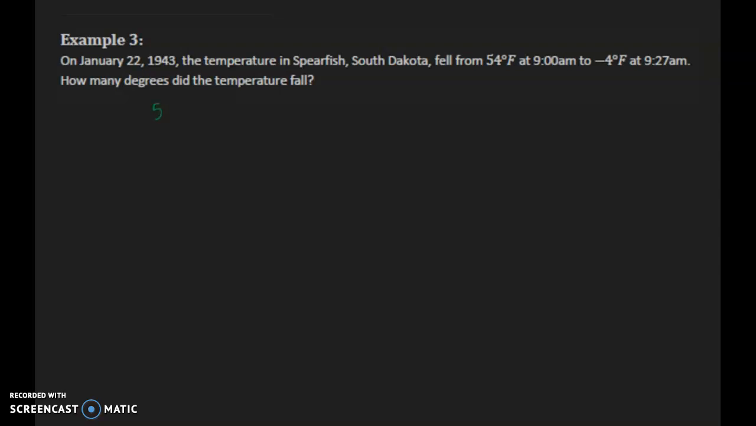So we went from 54 degrees, and then we subtracted a certain number of degrees. I'm going to use the variable t. And then we ended at negative 4. So my t is going to represent the number of degrees the temperature fell. So that's what my t is representing. So our equation is 54 minus t equals negative 4.